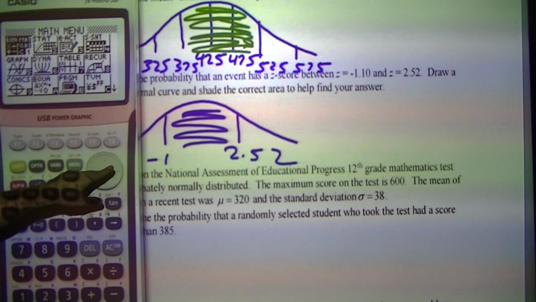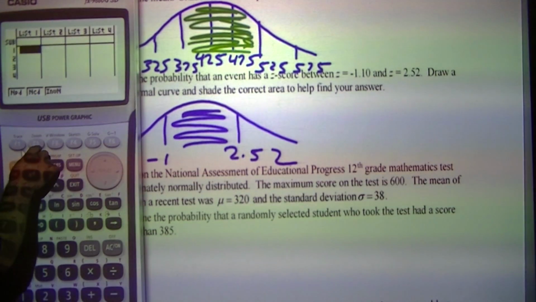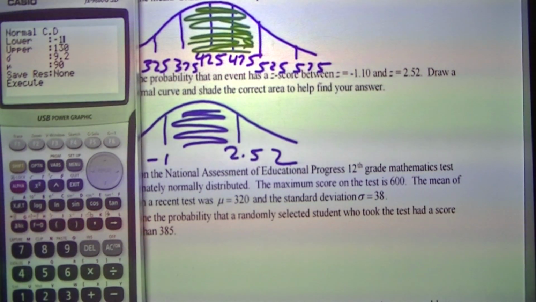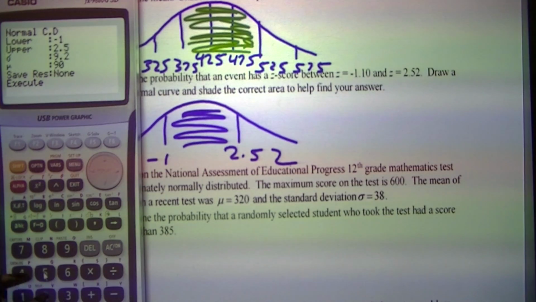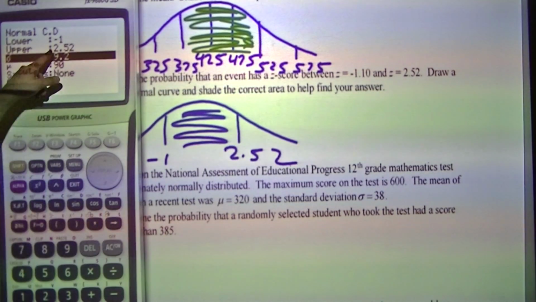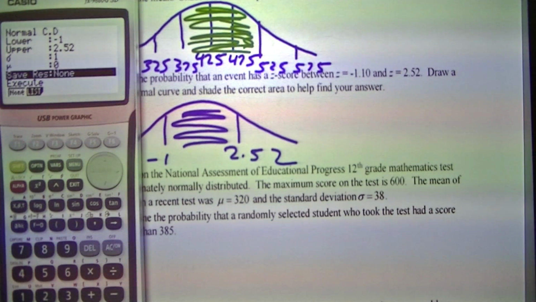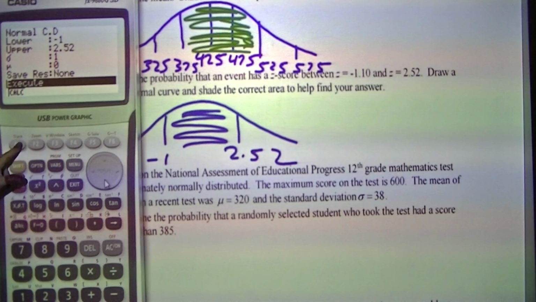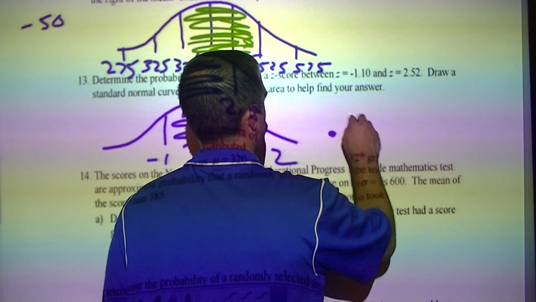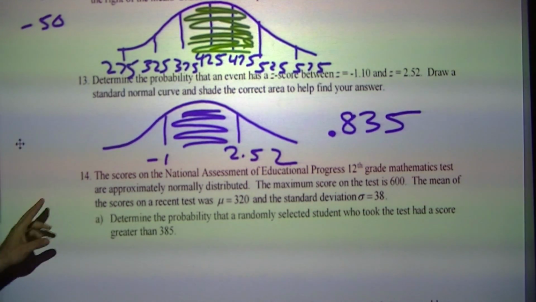So I'm going to go back into the stat button. Okay? Distribute, normal CD, so I'm going to do negative 1, okay? And then I'm going to do 2.52. Now, since this is just a regular generic, I'm going to use 1 for my standard deviation and 0 for my mean, okay? Go down to execute, and it's going to tell me my probability is 0.835. 0.835 is my answer, okay? And since it's a probability, that's all I want.